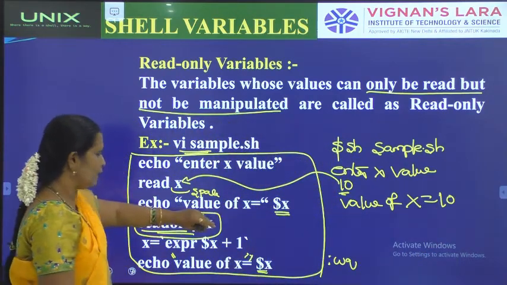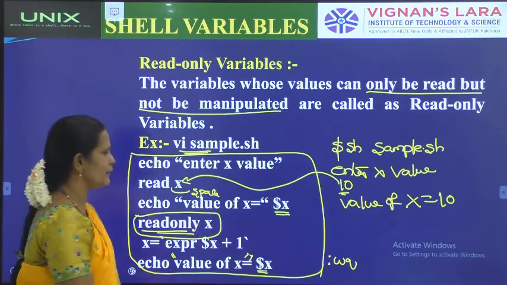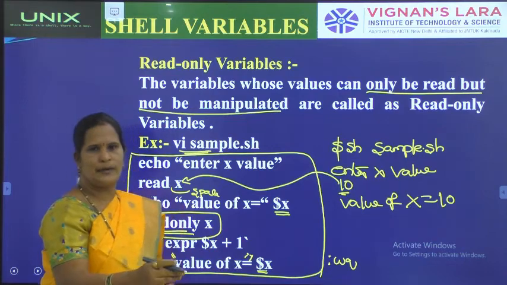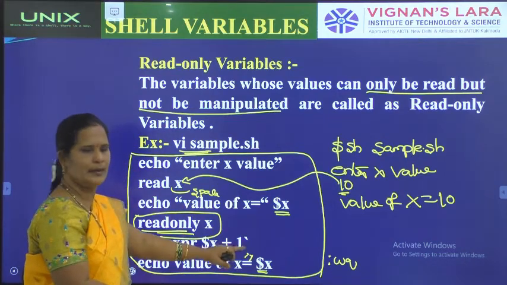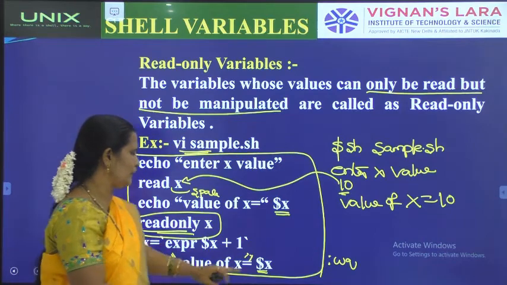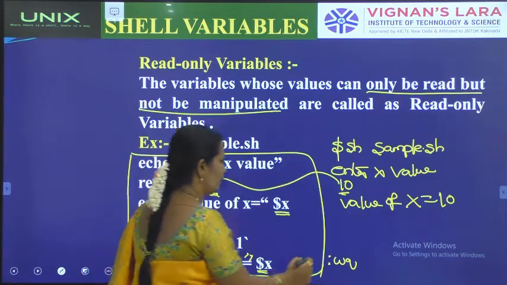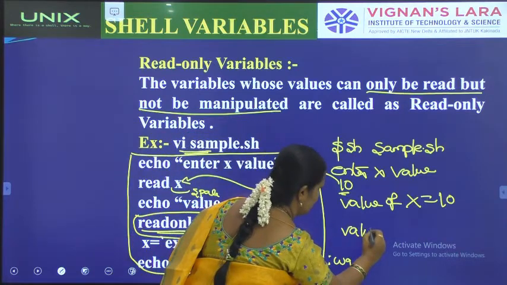For example, if I didn't use this statement, x equal to expr $x plus 1 means x value will be incremented and 10 plus 1 is equals to 11. That 11 value will be stored in the x variable. Echo space value of x is equals to $x means I will get the value of x is equals to 11.